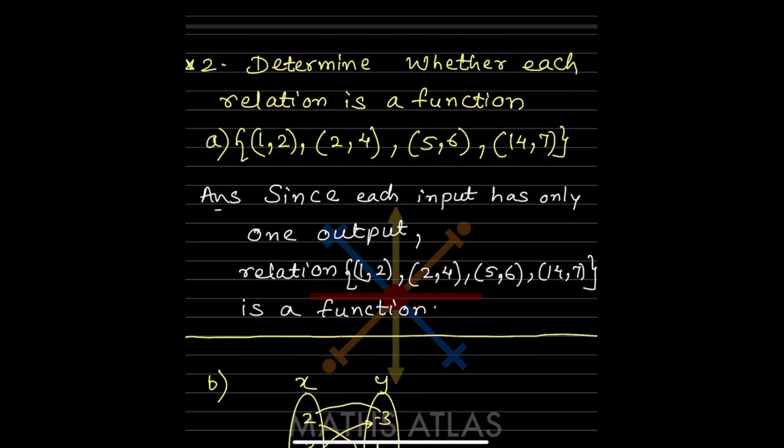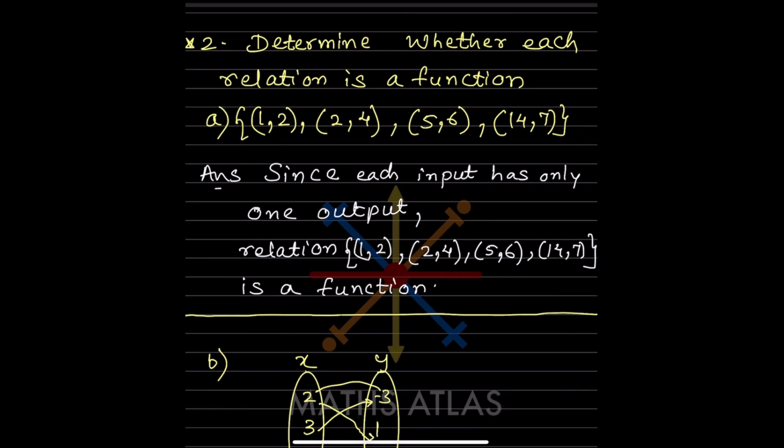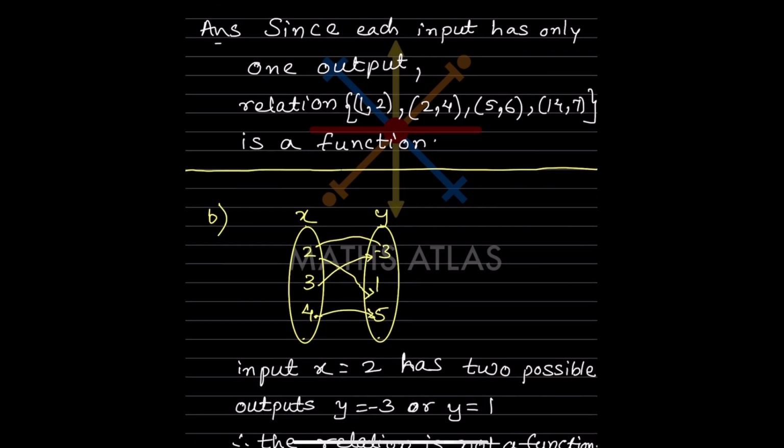So in the next one, they said determine whether each relation is a function. Now for this, whenever there is a function, it means each input value has only one output. So now see here, this is the input and this is the output. Input, output, input, output, input, output. Can you see this 1, 2, 5, 14, and this is 2, 4. So we can see here, each input has only one output. So we can say this relation is a function. We have to remember, each input should have only one output.